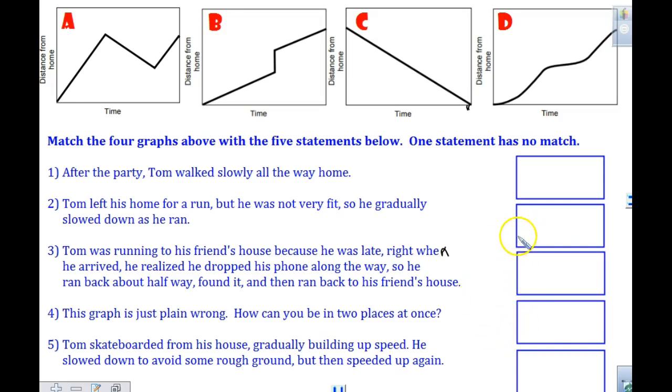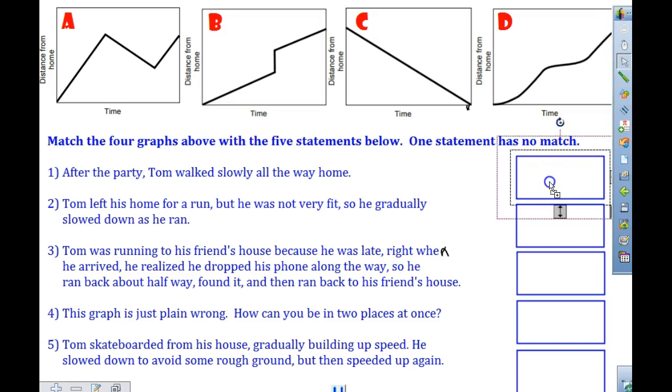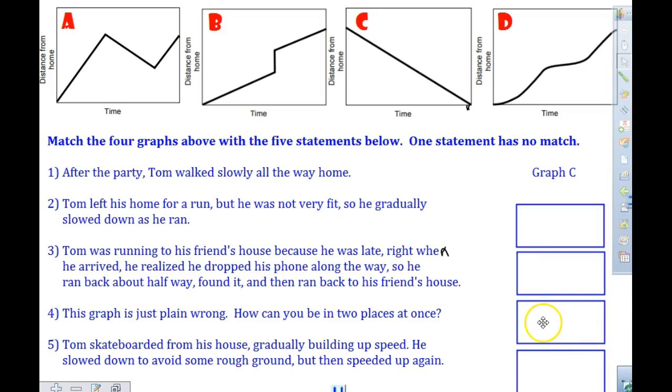So, as we look at this one, are we thinking which one has no match? If we are looking at the first one, after the party, Tom slowly walked all the way home. So let's look at that one. What letter? Please write a letter down. I want everyone to write a letter for that first one. Put a letter if you haven't done so. We think it probably should be C. Slowly going home.